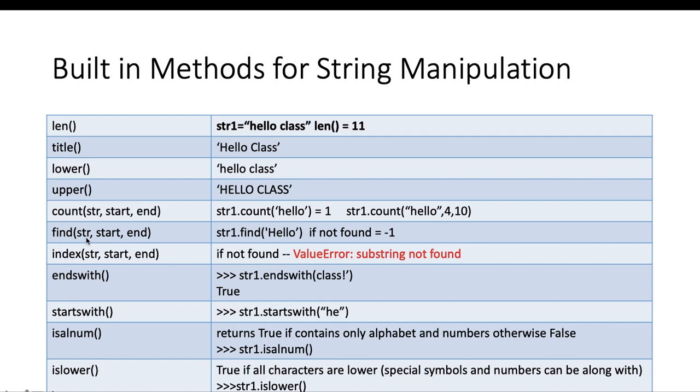Next method is find. Same syntax: str, start and end. Here we have to find that string, and the return will be the first index. Suppose hello starts from here to here, it will return the first index of hello, which is 0. And if the string is not found, it will return -1.